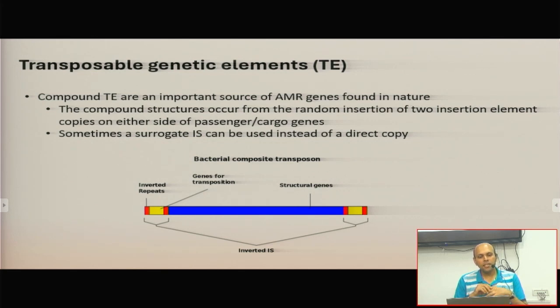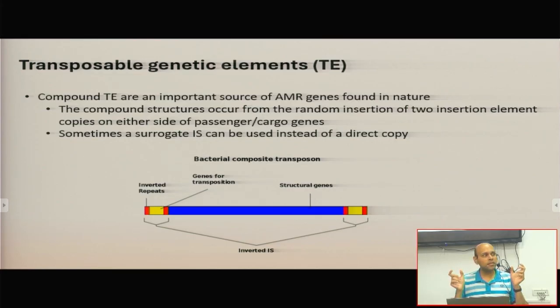Transposable genetic elements are an important source of AMR genes found in nature. Compound structures occur from random insertion of two insertion element copies on either side of passenger or cargo genes. Sometimes a surrogate IS can be used instead of a direct copy. Observe this figure nicely. You can see a structural gene. The structural gene can be an antibiotic resistance gene, a virulence gene, anything, whatever is needed for the bacterium to move around.